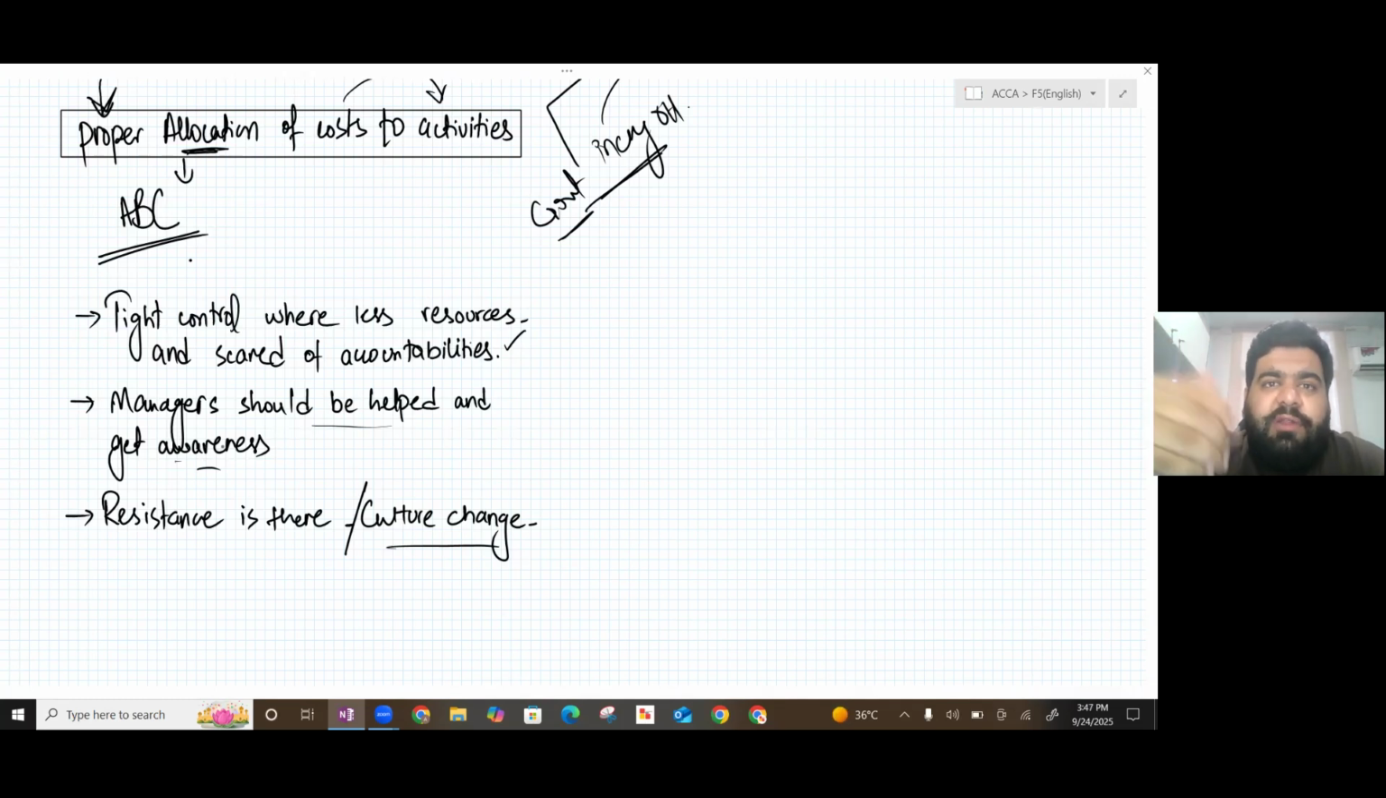So obviously, whenever you change the culture of the organization, any concept of the organization, there is resistance from the manager side. So you have to change their mind through training. I've written: resistance is there due to culture change. So for that you have to train the managers, motivate them that ABC will help them and help the organization both. In that case, the managers will be okay and say, okay, we are going to implement. But if you are not motivating them, not training them properly, then they will always say, okay, we'll implement from next year, next year, and they are not focusing on that. So it's the main issue.